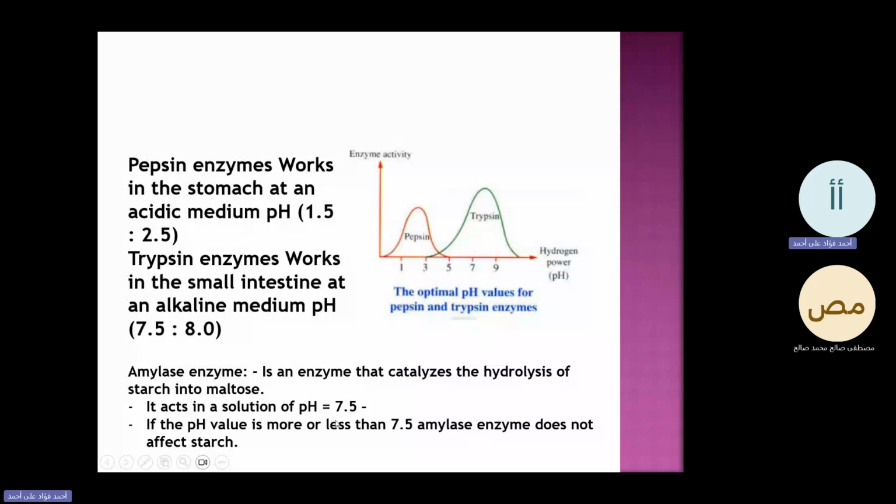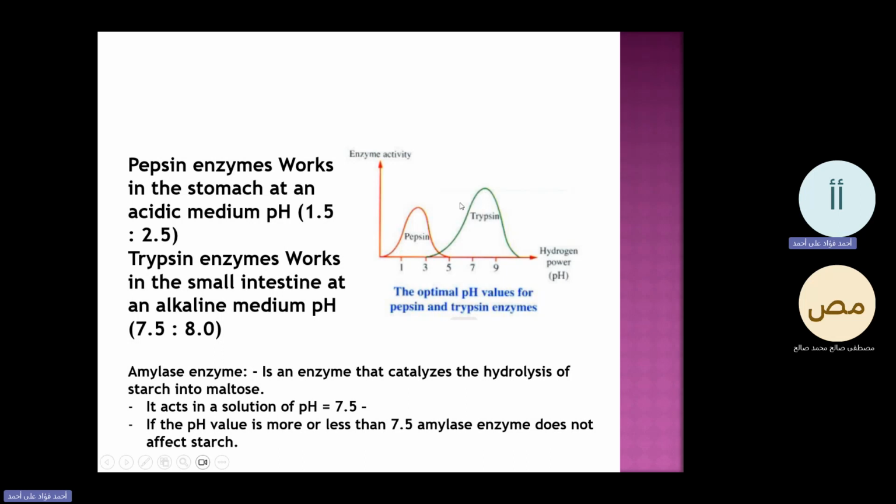pH بكام؟ 7.5. What happen if the pepsine enzyme transfer to the place where trypsin works in the small intestine? It will stop, because pepsine works in an acidic medium while trypsin works in alkaline. What happens if trypsin transfer to the stomach? ايه اللي هيحصل؟ The trypsin enzyme will stop working.